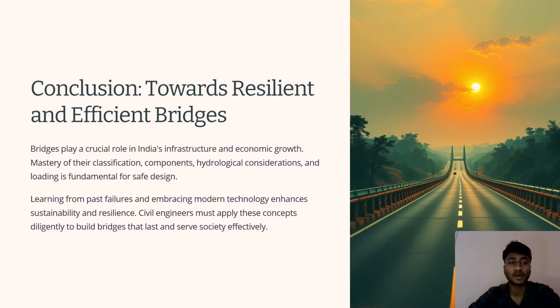So now we will see the overall conclusion from the slide. Towards resilient and efficient bridges. Bridges play a crucial role in India's infrastructure and economic growth. Mastery of their classification, components, hydrological considerations, and loading is fundamental for safe design. Learning from past failures and embracing modern technology enhances sustainability and resilience. Civil engineers must apply these concepts diligently to build bridges that last and serve society effectively.